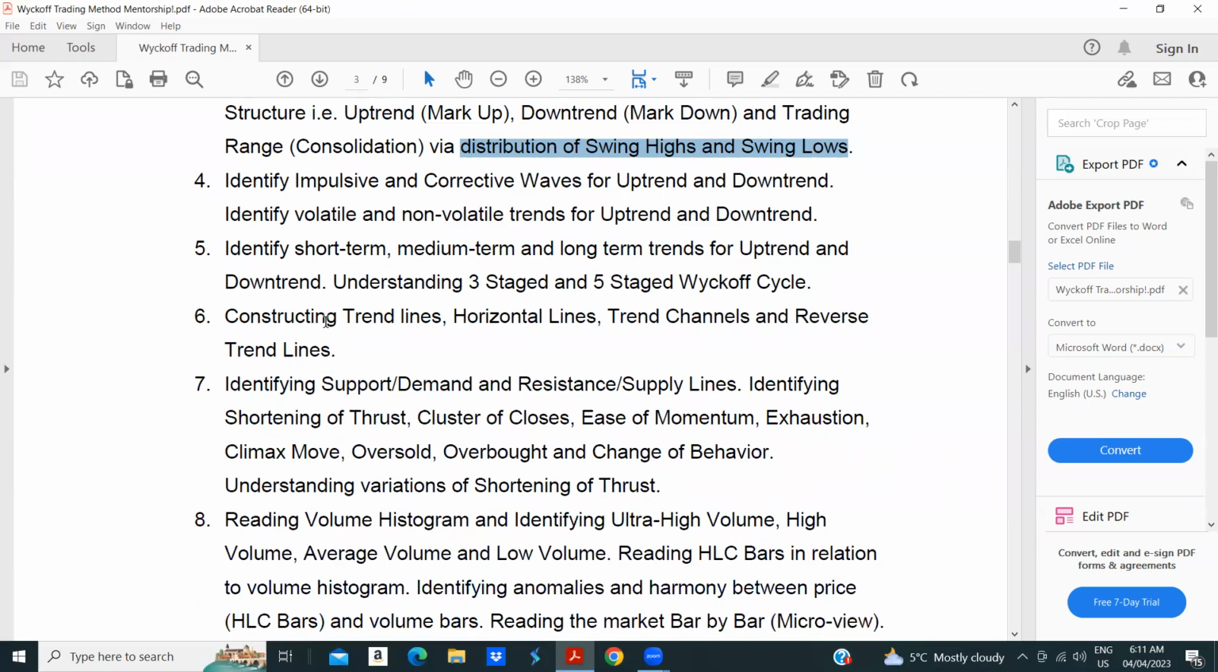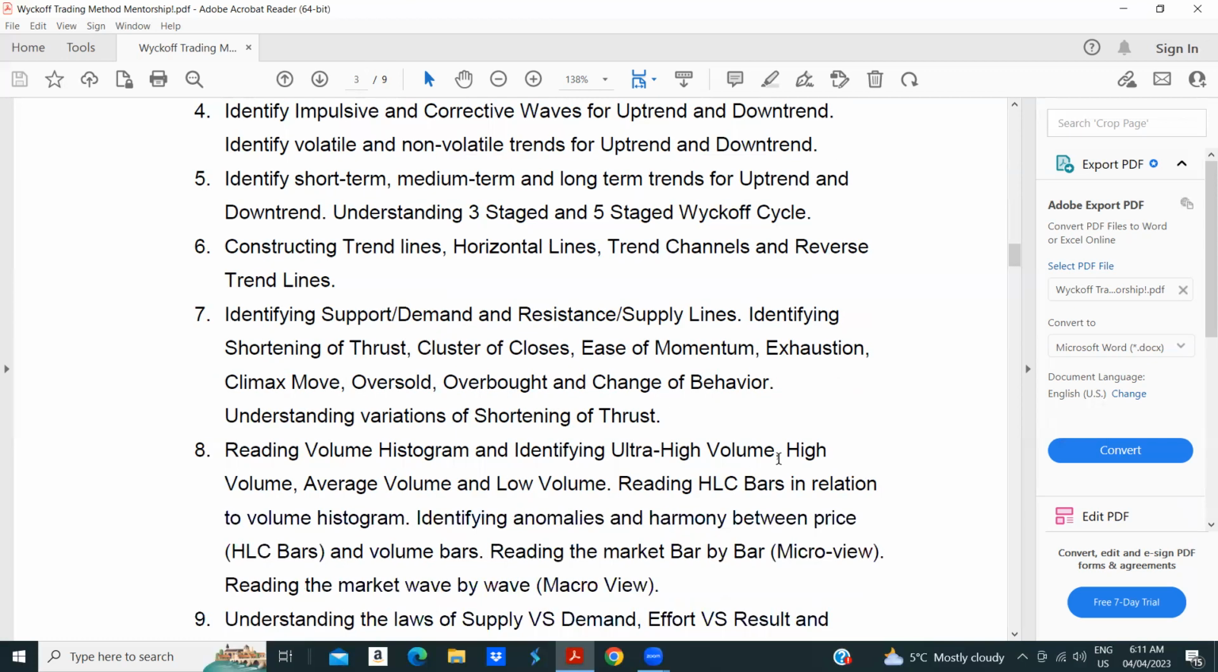Once we are done with all this, we're going to move on to the identification of support and resistance, or supply and demand lines. We will also identify the basic market structure related to Wyckoff, like the shortening of the thrust, the cluster of closes, the ease of movement, exhaustion, climax move, oversold, overbought, and the change of behavior. Understanding the variations of shortening of the thrust is also a key part.